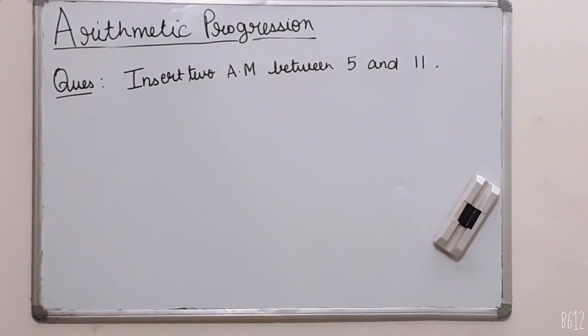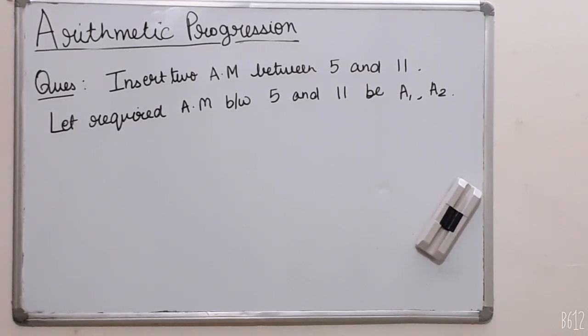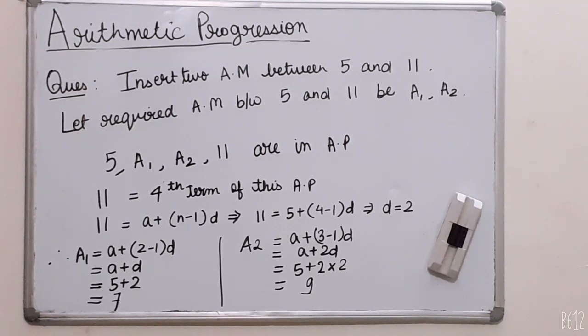So this is the last question of today's video, which says insert two arithmetic means between 5 and 11. Let the required arithmetic means between 5 and 11 be a1 and a2. Then we can see that 5, a1, a2, 11 are in AP. As you can see that 11 is the fourth term of this AP, we will find the value of d from this and then put it in a1 and a2 and find their values. By solving this, we get the values of a1 and a2 as 7 and 9 respectively.